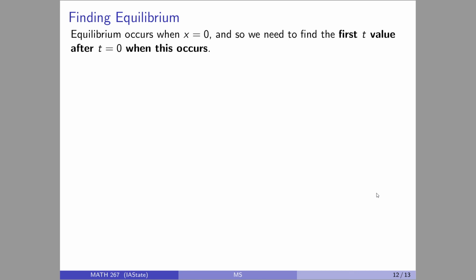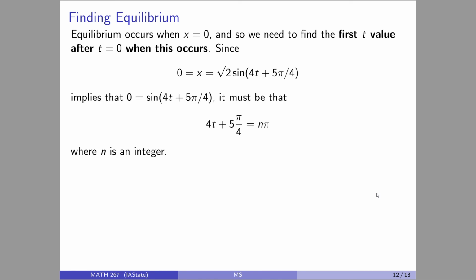So x is equal to 0, and I want to find after release when we hit equilibrium, which means I need the first t value after t equals 0 when x equals 0. Okay, so x is equal to 0 corresponds to square root of 2 times sine of 4t plus 5 pi over 4 equaling 0. All right, well, square root of 2 is a positive number, so that means that is when sine is equal to 0. And remember, unit circle, sine is equal to 0 at exactly 2 spots when the angle is 0, when the angle is pi, and any other multiple thereof.